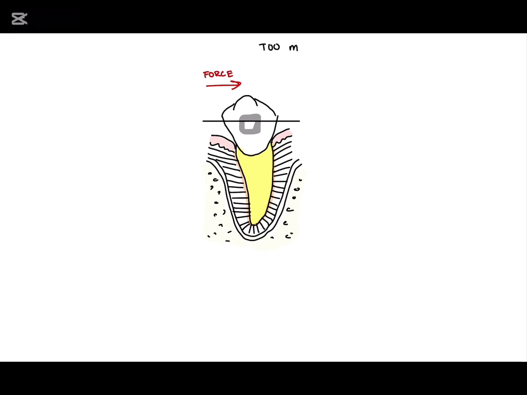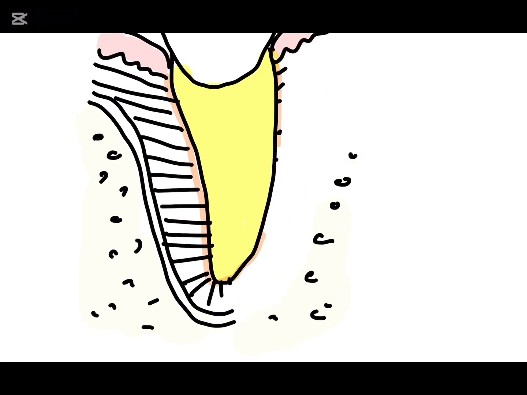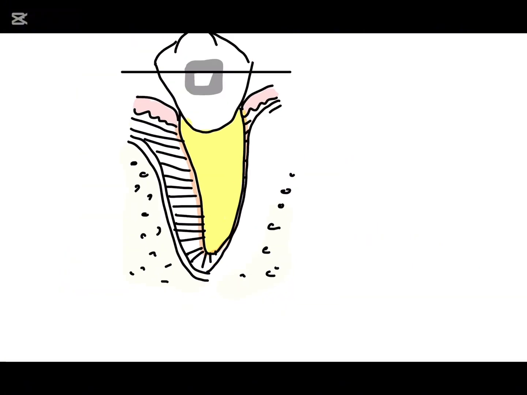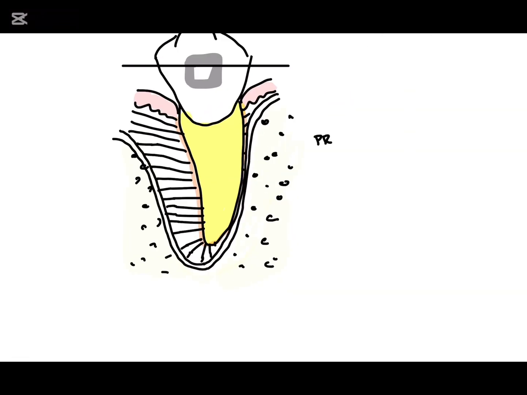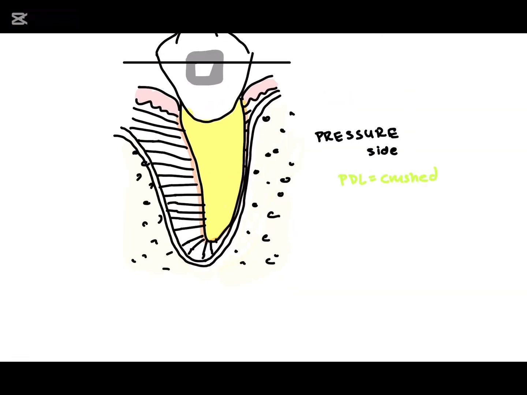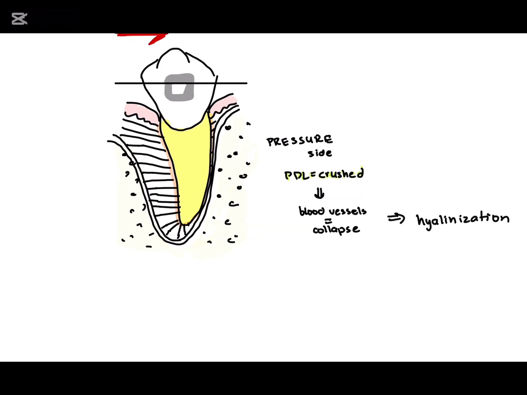But if too much force is applied, then the PDL on the pressure side gets crushed, and on the tension side, the PDL gets overstretched. So again, on the pressure side, the PDL gets crushed. This causes the blood vessels to collapse, which makes us get something called hyalinization, which is when the tissue dies due to a lack of blood flow.